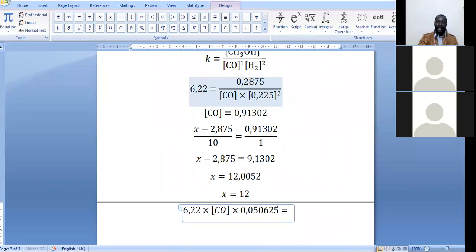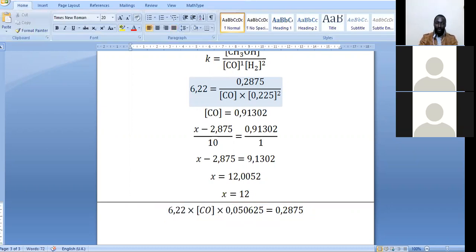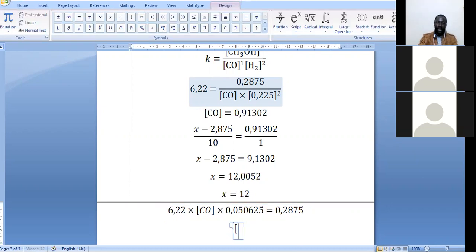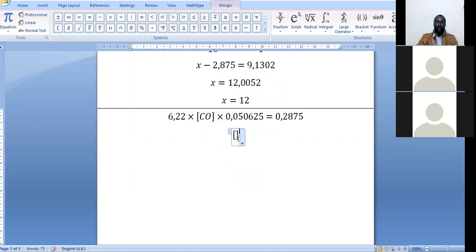Then on the other side of the equal sign, what are we going to have? On the other side of the equal sign, we have this value here, which is 0,2875. What are we looking for? We are looking for the concentration of carbon monoxide. How do we get it? Well, to get the concentration of carbon monoxide, we first do what? Let's write it here, CO.